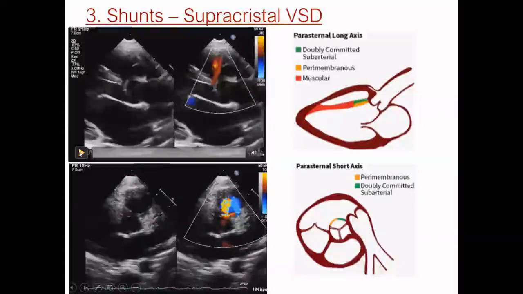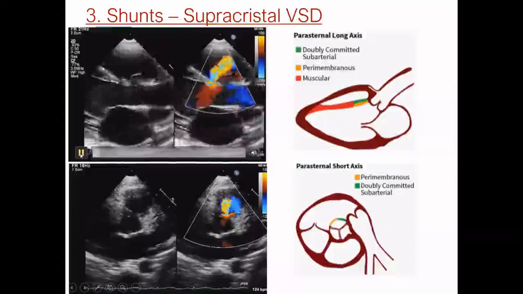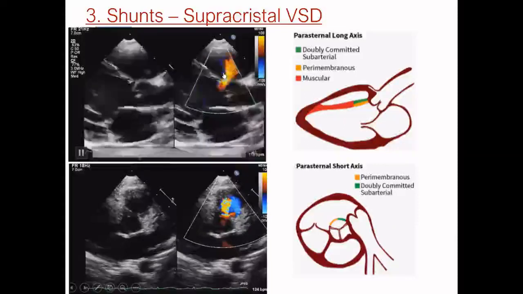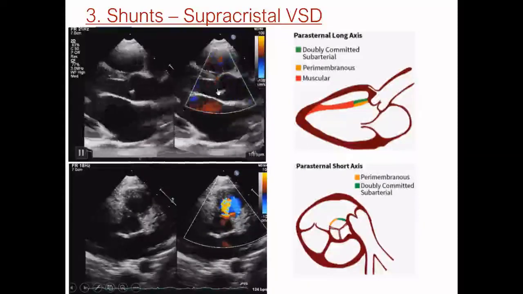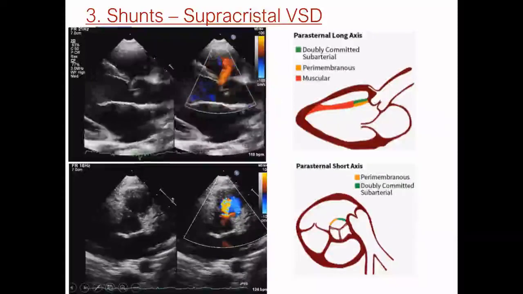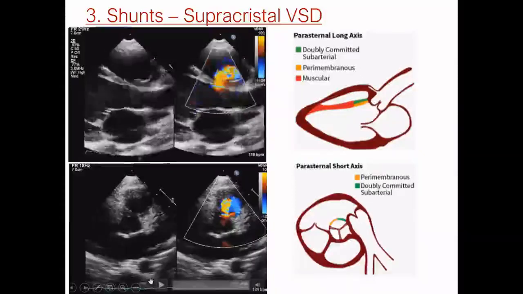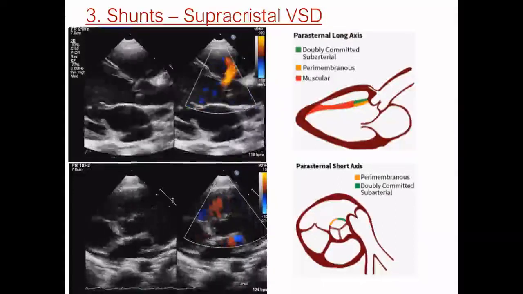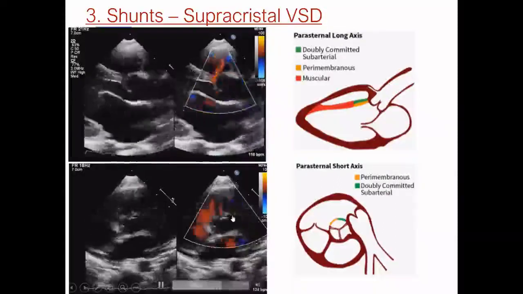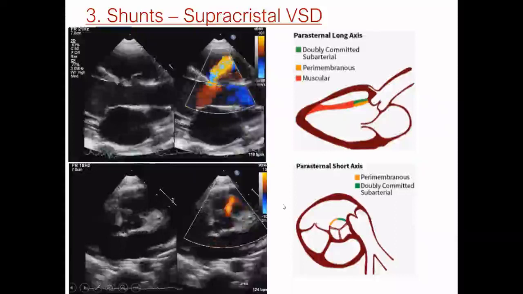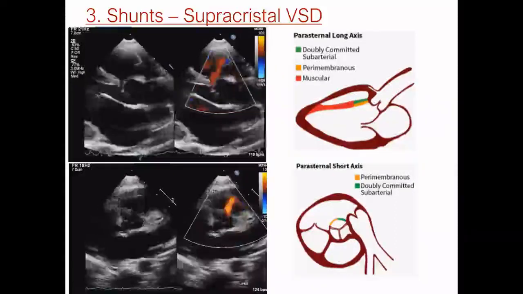So move on to the supracrystal VSD. As you can see, this is very similar to the perimembranous VSD. You can see the shunt happening in the LVOT area of the parasternal long axis, the same area as the perimembranous. However, when you get to the parasternal short axis aortic valve level, you can see that the shunt is actually occurring between the 12 and 3 o'clock or even 2 o'clock section of the aortic valve. And therefore, this VSD would be a supracrystal VSD.